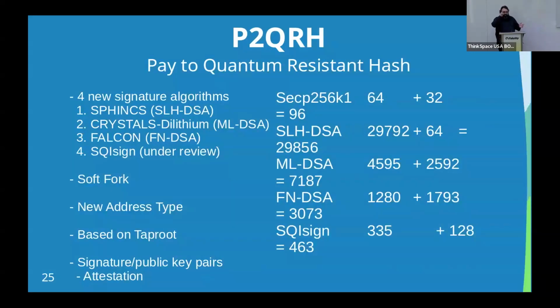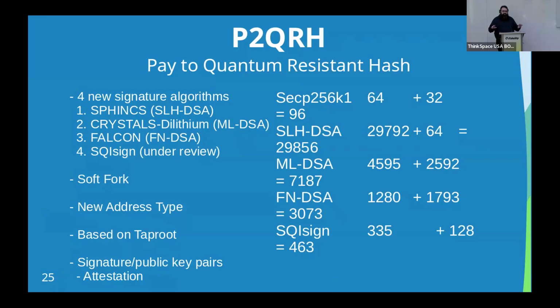Now, to get further into P2QRH, because this is a Bitcoin workshop, plenty of Bitcoiners here understand UTXOs and how they're accounted for, so I want to go a little deeper into that, if we have the time. With QuBit, we want to introduce 4 signature algorithms. This is a sort of redundancy in case one of them is compromised.